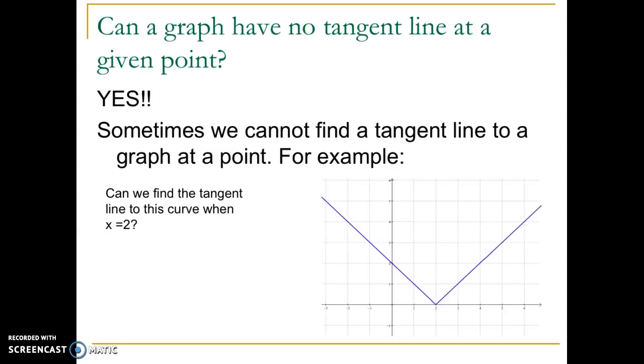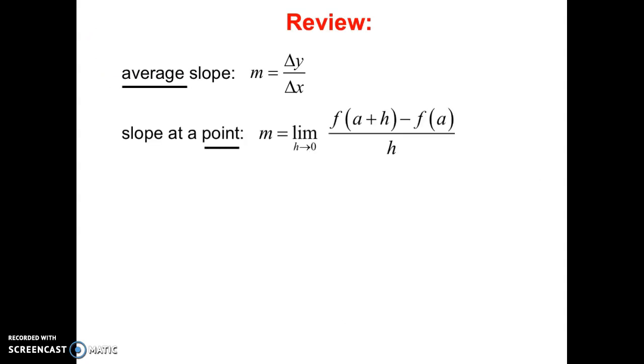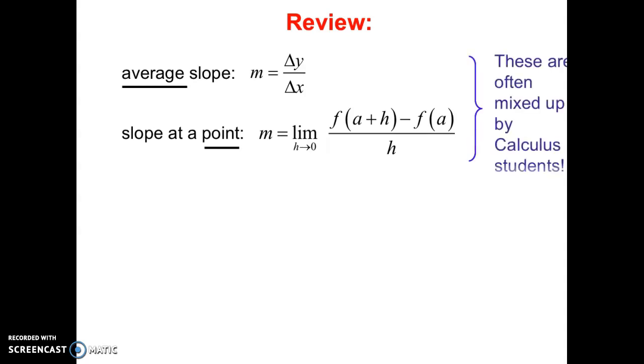So reviewing what we did in section 2.1, the average slope was simply the change in y over change in x. The slope at a point was the limit of the average rate of change, or the limit of the average slope. Don't mix these up. One is the average rate of change. One is the slope at a point, because I'm taking the limit as the distance between the 2 points that we're looking at comes closer and closer to 0.